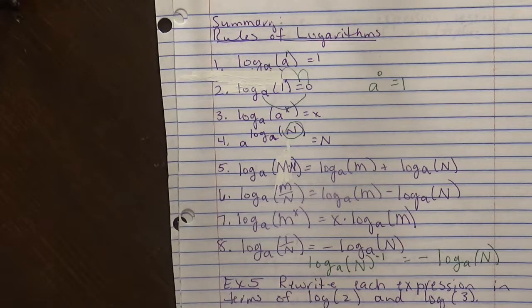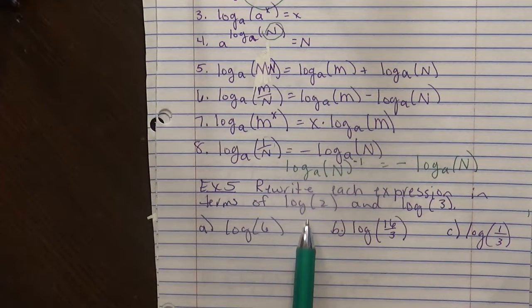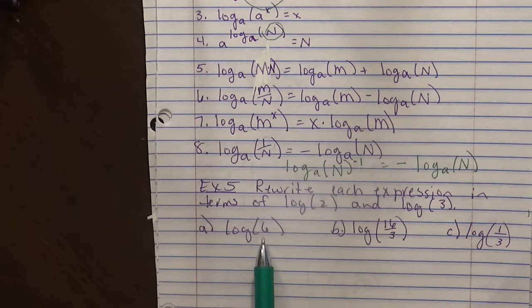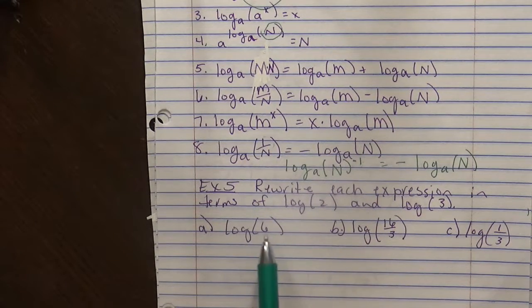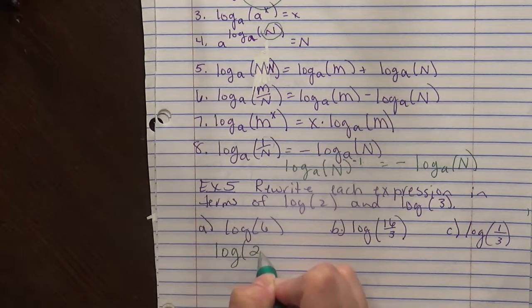Let's look at example 5. We want to rewrite each expression in terms of log 2 and log 3. So part A, we've got log of 6. So to write this in terms of log of 2 and log of 3, let's factor our 6. We know that 6 is 2 times 3. So that gives me log of 2 times 3.